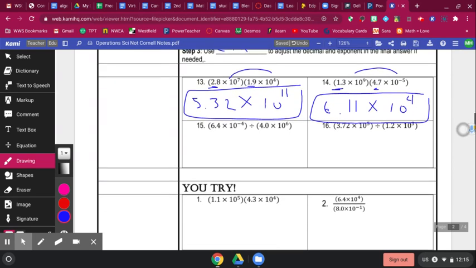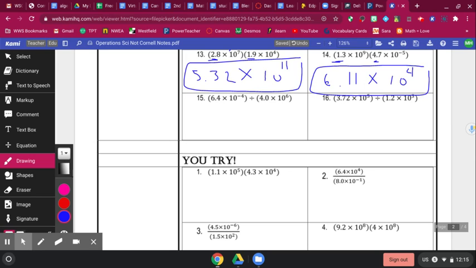Down here, we have division. 15 and 16, we have division. So what we're going to do is divide these factors. 6.4 divided by 4.0, we get 1.6 times 10. And this time, because we're dividing, we have to subtract those exponents. So if you remember our integer rules, we have -4 minus 6. If we keep, change, we actually have -4 plus -6, which gives us -10.